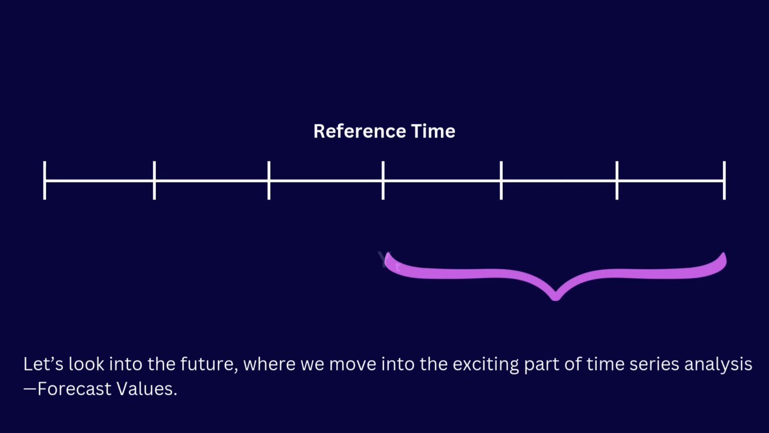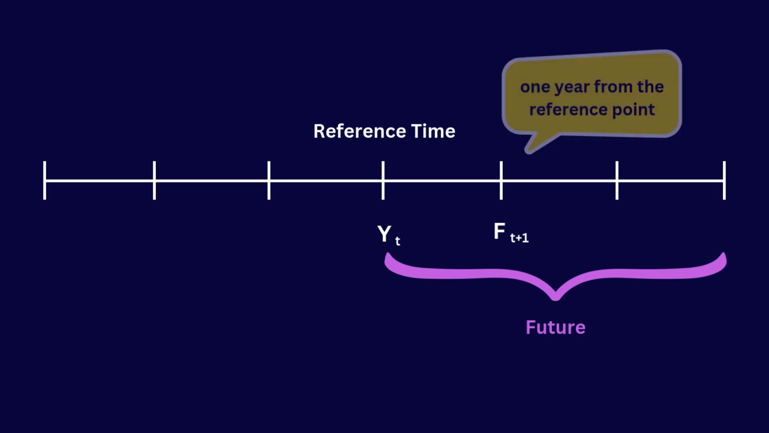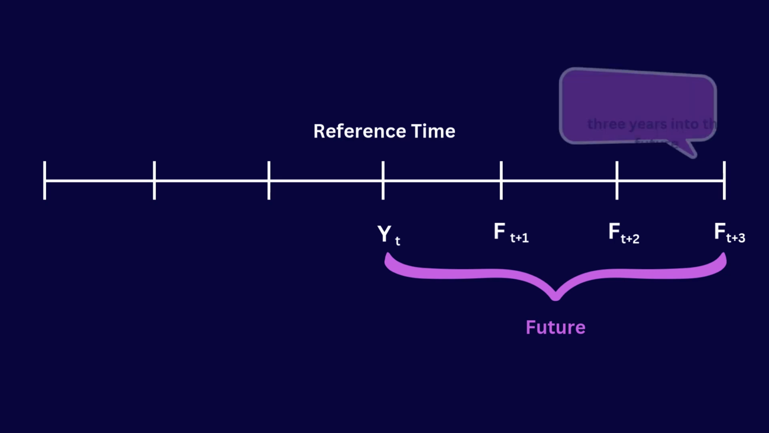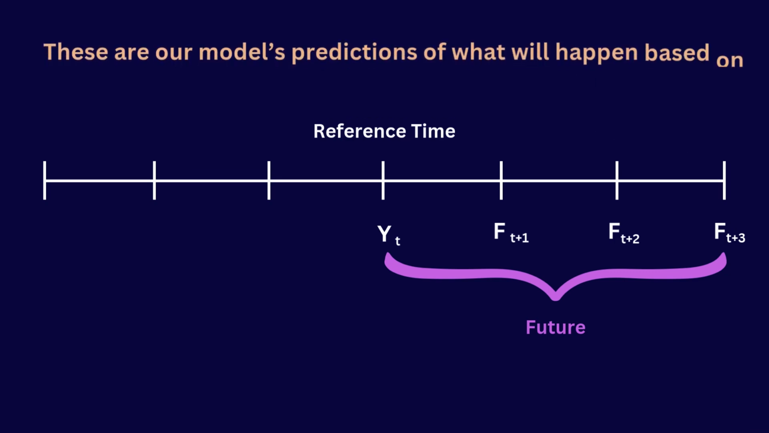Now let's look into the future where we move into the exciting part of time series analysis, forecast values. Starting from our reference point Yt, our model generates forecast values for future time periods. Ft+1 represents 1 year from the reference point. Ft+2 is 2 years ahead and Ft+3 is 3 years into the future. These are our model's predictions of what will happen based on the trends we have seen so far.